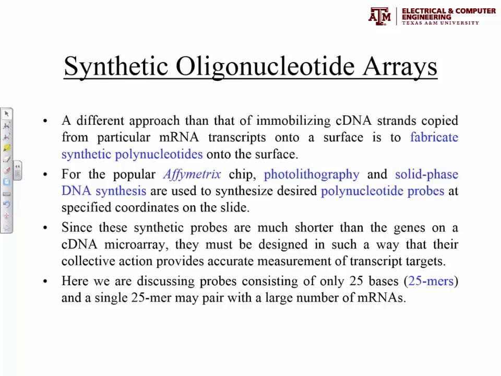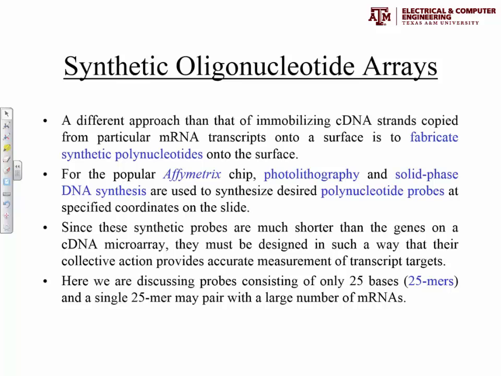So you have a gene of interest, then you take small pieces and put in small probes that are complementary to different portions of the messenger RNA that you're going to be interested in. So that's the method that uses what are called synthetic oligonucleotide arrays. A different approach than that of immobilizing cDNA or complementary DNA strands from particular messenger RNA transcripts onto a surface is to fabricate synthetic polynucleotides onto the surface. For the popular Affymetrix chip, photolithography and solid phase DNA synthesis are used to synthesize desired polynucleotide probes at specified coordinates on the slide.